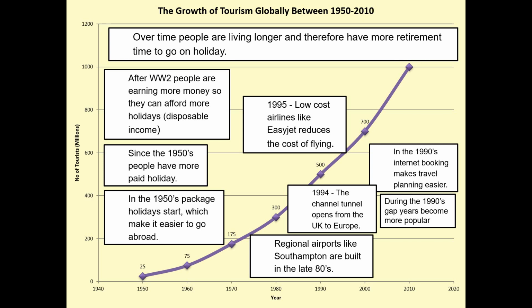As you can see, these are a large number of reasons why tourism has changed over the last 50, 60 years in particular. So everything from the 1950s, the start of package holidays, as we move up to more recent times, the invention of things like the internet, low-cost airlines, all bringing down the prices.